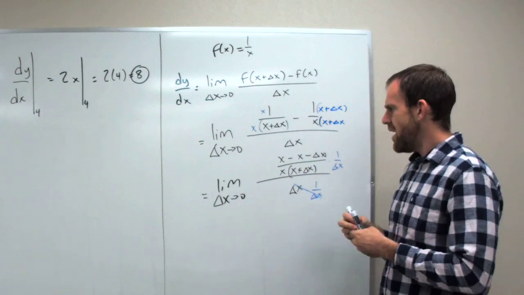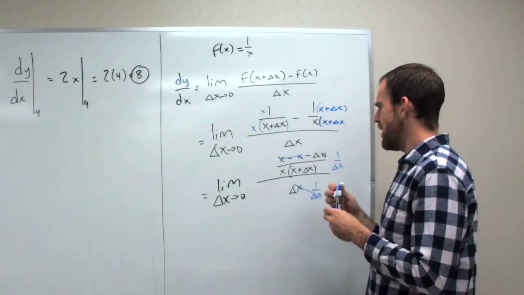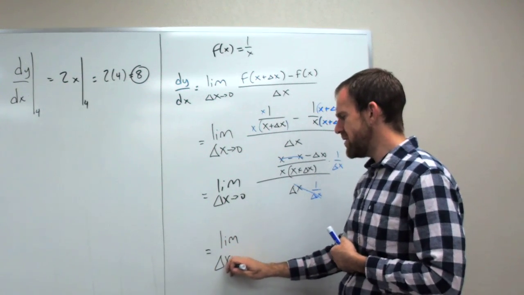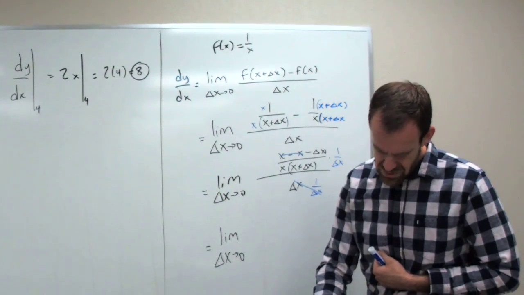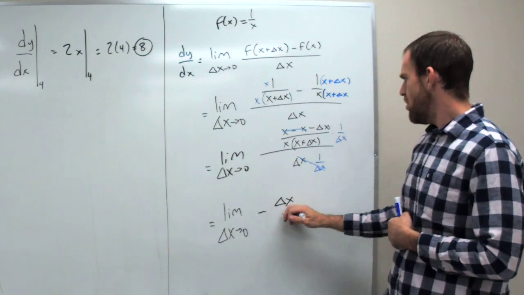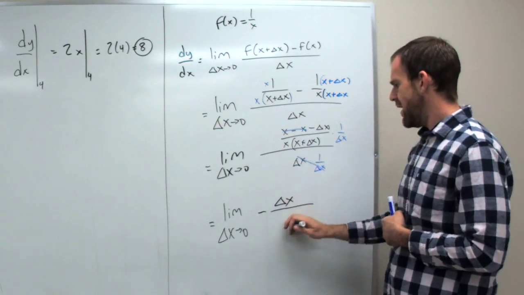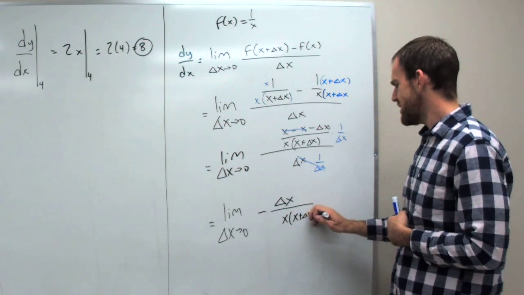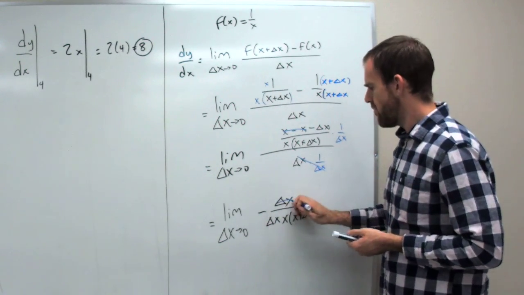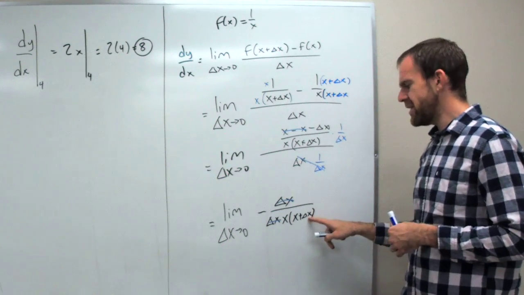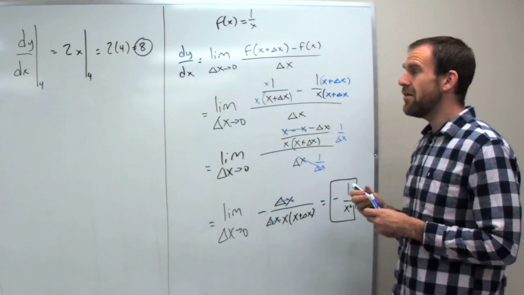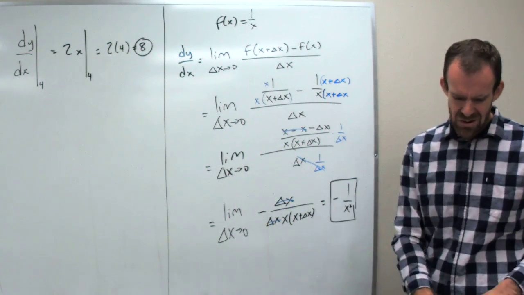And those cancel. Now, on the top, I have x minus x. Those go away. And so I'm left with this ugly expression. Don't worry, we're plugging in 0 for delta x. We'll get you a little bit more visibility there. So I have negative delta x over x plus delta x, and then I have this delta x in front. So these two are going to cancel. And I'm left with, if I plug in 0 for delta x, negative 1 over x squared, which is the derivative of 1 over x. Kind of gross, but it still works out.